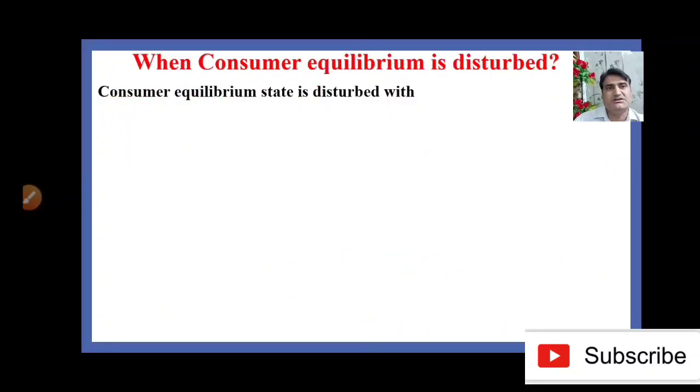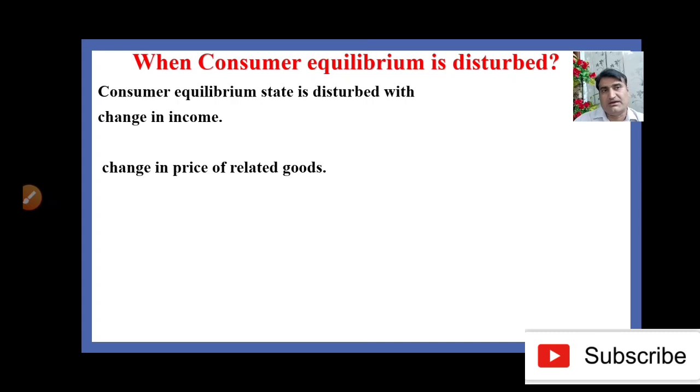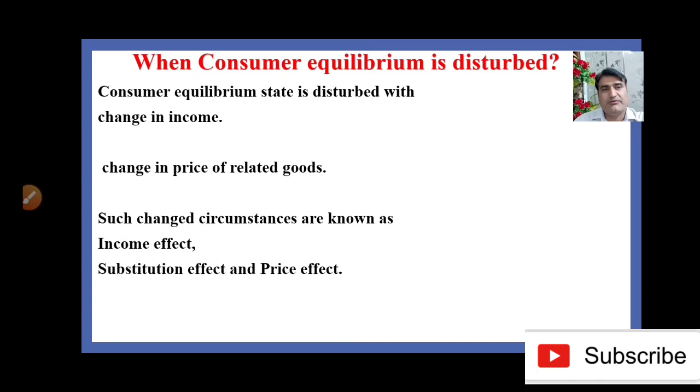But how is such a position of equilibrium disturbed? The consumer equilibrium state is disturbed with a change in income. When the consumer's income increases or decreases, the consumer does not remain on the same indifference curve along with the budget line. So the budget line will change and automatically the indifference curve will change. The equilibrium is also disturbed with a change in the price of related goods. Such changed circumstances are known as the income effect, substitution effect, and price effect.